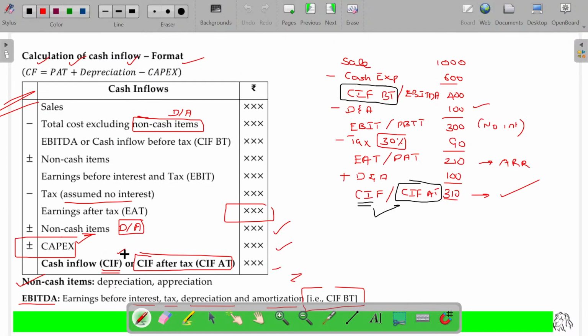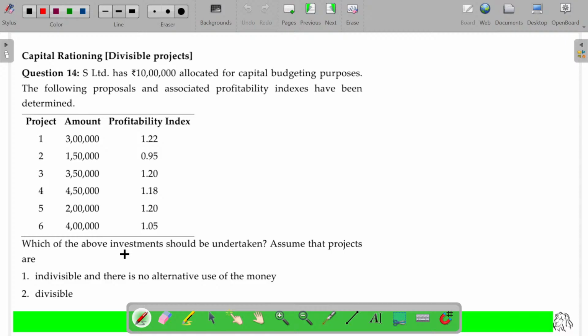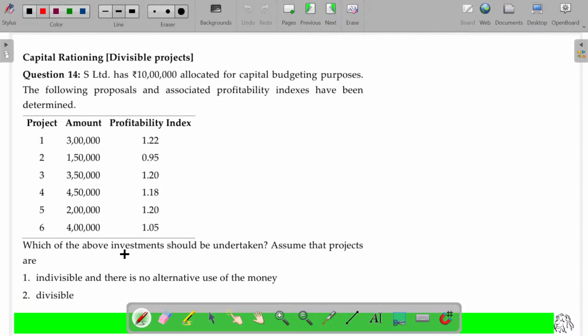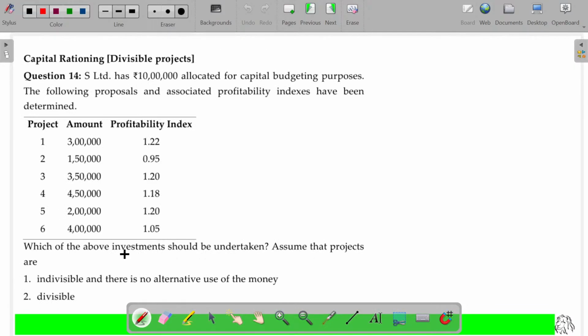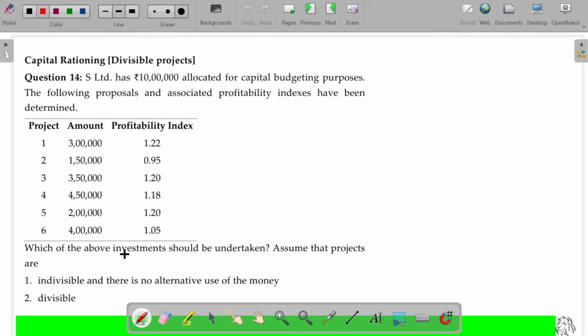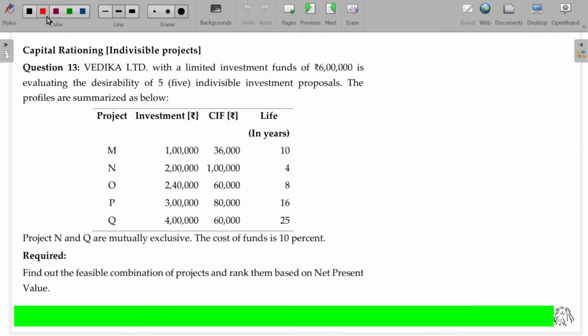Now let's move on. Question number 13, we start with indivisible projects. And the 14th is a divisible project. If you assume the 14th being divisible or indivisible, in both ways you have to work it out. Clear? Now let's start with question number 13. Indivisible projects.